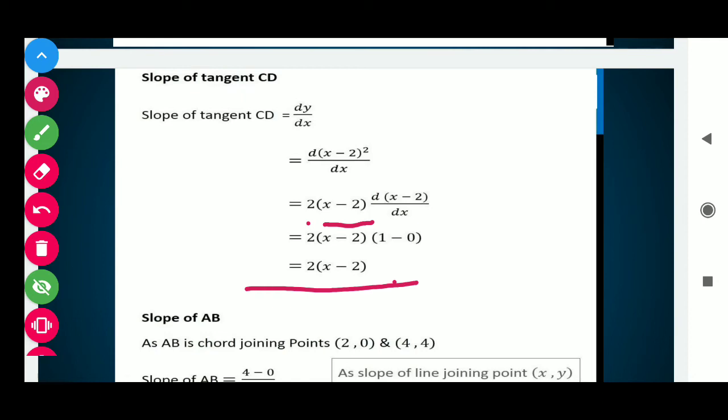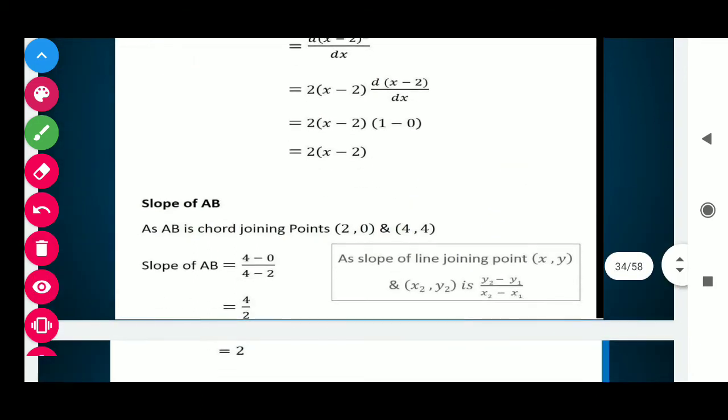But here it is given that the tangent is parallel to the chord joining these 2 points. So students, what will we do now? We will find the slope of the chord joining the 2 points. Okay, now here the slope of AB is y2 minus y1 over x2 minus x1. In this way we get the slope of AB is 2. Now these 2 lines are parallel, the chord is parallel to the tangent. So we equate these 2 slopes.